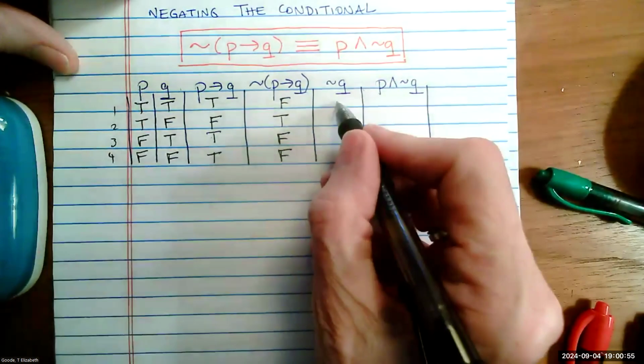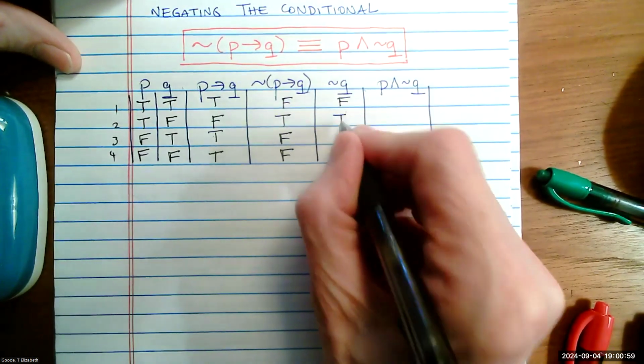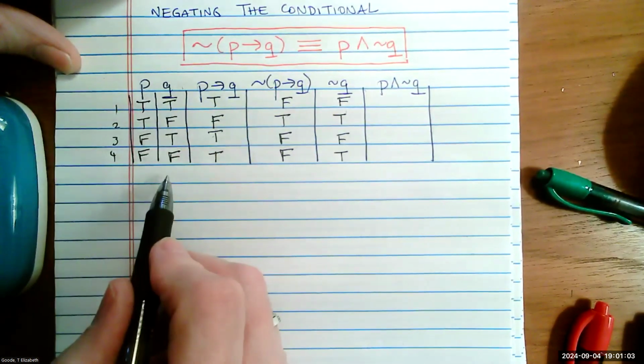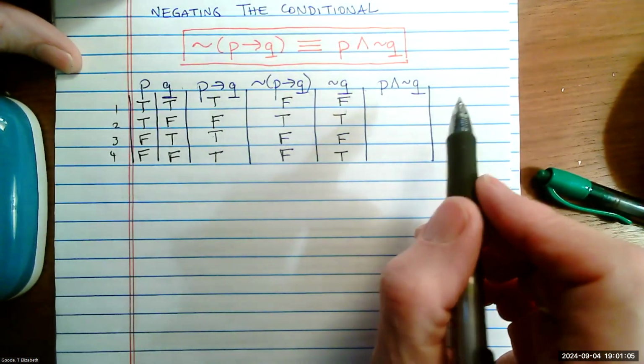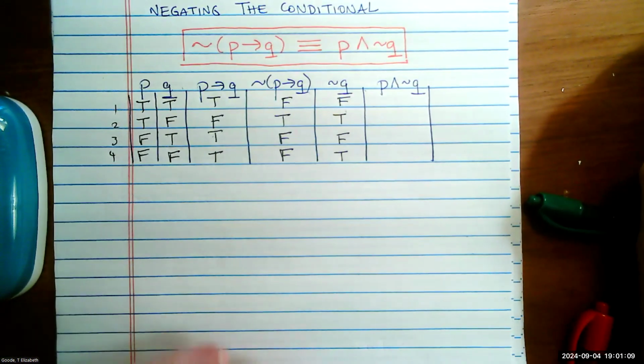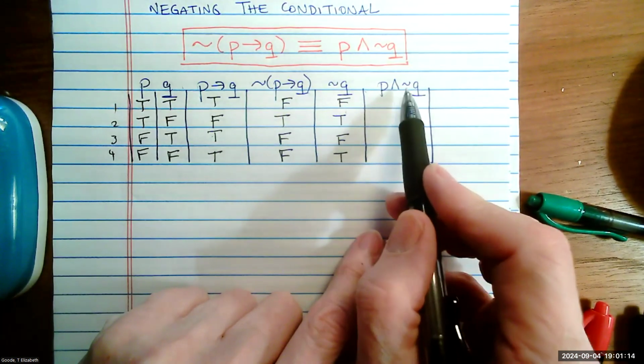Now, let's make the column for not Q. False, true, false, true. We're just flipping the truth values for Q, right? Good. Finally, let's go ahead now and create the column for P and not Q.